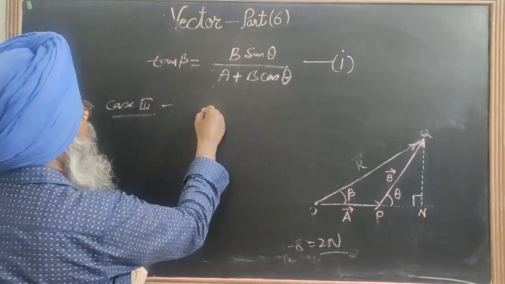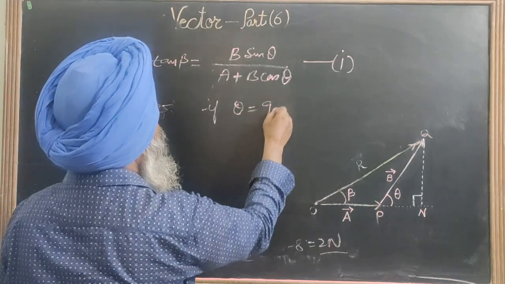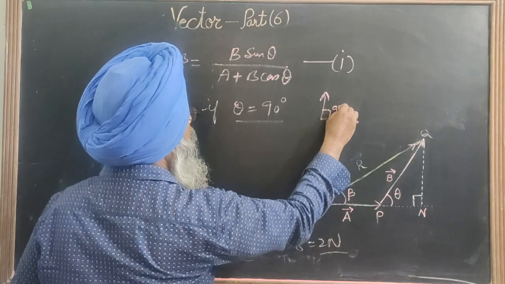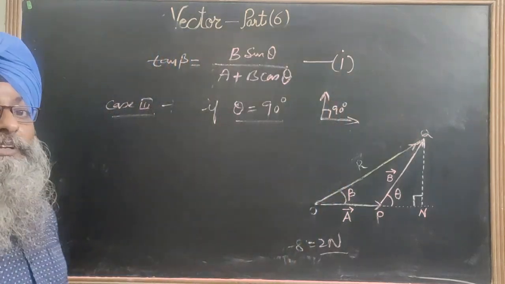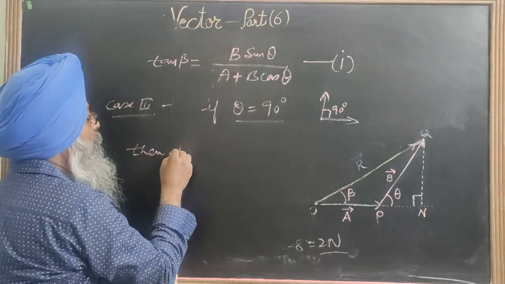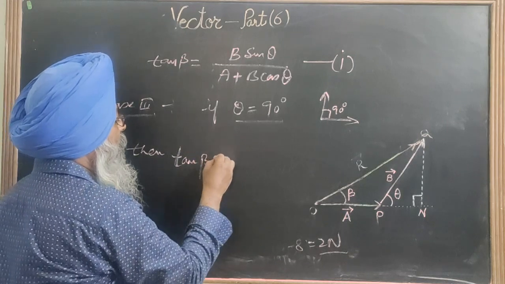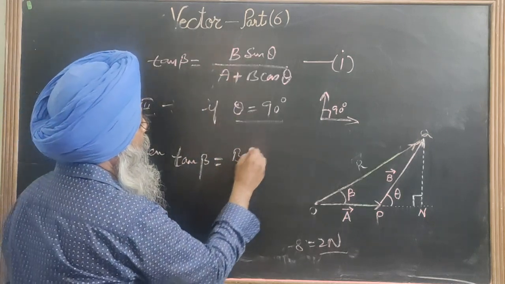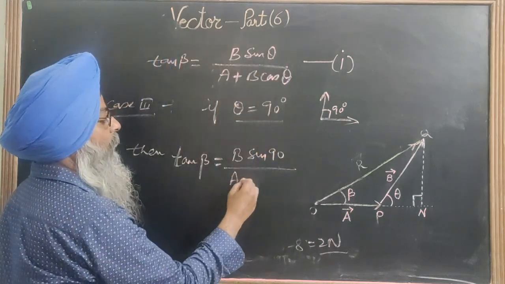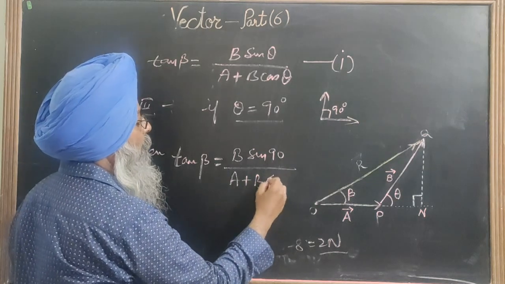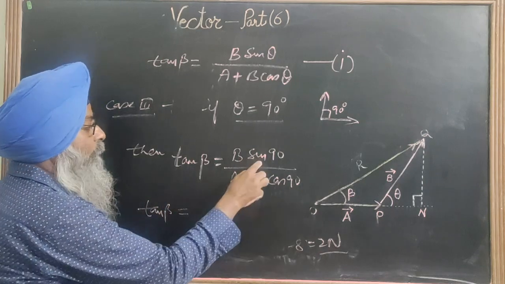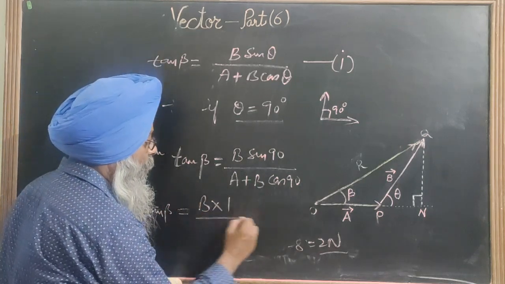In case 3, if theta is equal to 90 degree, that is, two vectors are perpendicular to each other, then theta is 90, and tan beta will be equal to B sin 90 over A plus B cos 90. Now please tell what is the value of sin 90? Sin 90 is equal to 1.